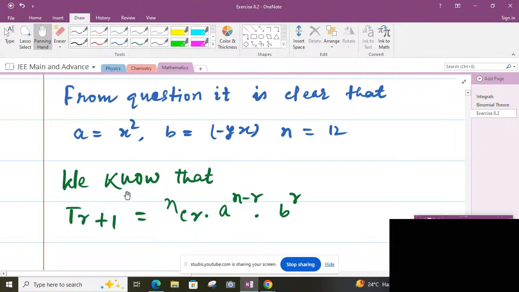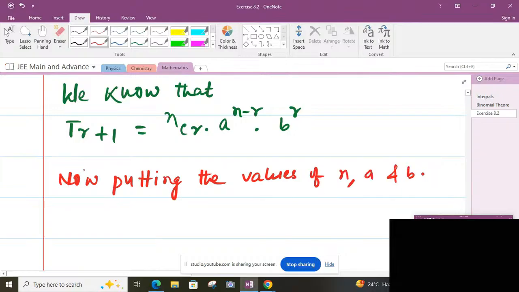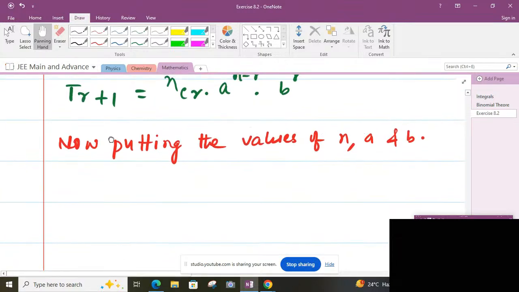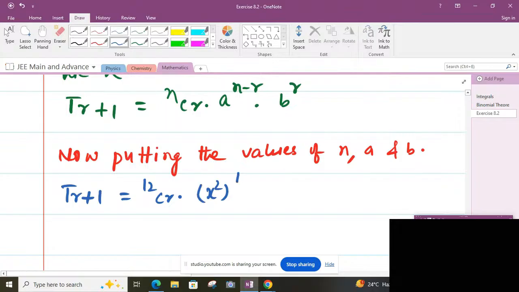Now putting the value of a, b and n. So T r plus 1 equal to, the value of n is 12 C r. Here the value of a is x square to the power 12 minus r, and the value of b is minus yx to the power r. Hope that there is no problem to understand up to this step.